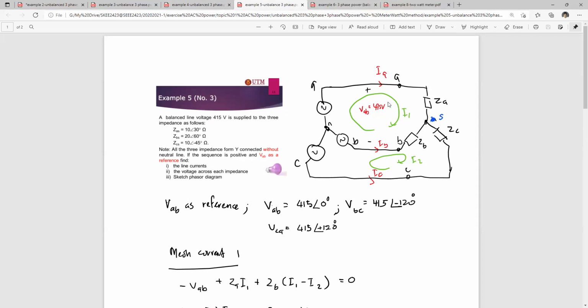As you can see here, we no longer refer to this node as N because we don't have a neutral cable. So this is referred to as just a point S. We have the impedances ZAS, ZBS, and ZCS, connected in Y, and supplied by a Y-connected balanced voltage supply with a line voltage of 415 volts.